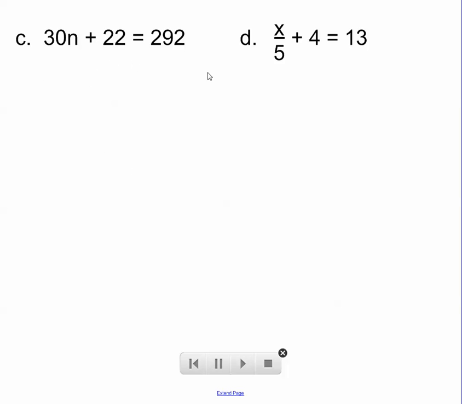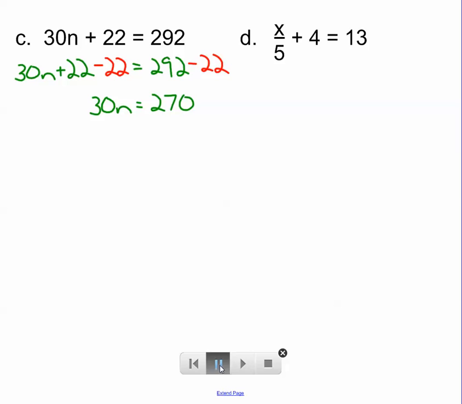Okay, we've got 30n plus 22 is 292. Okay, I want to get rid of that 22. So, how do I do that? I simply subtract 22 from both sides. At this point, I'm combining like terms on the left. 22 minus 22 is 0, so all we have left is 30n. And on the right, 292 minus 22 is 270.